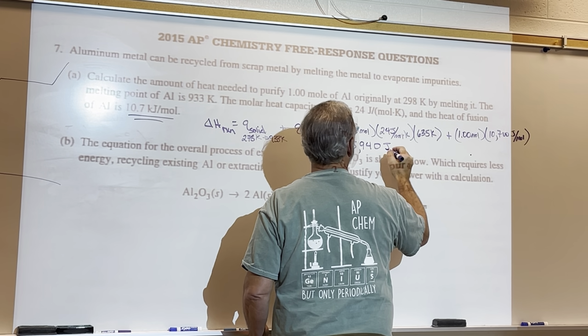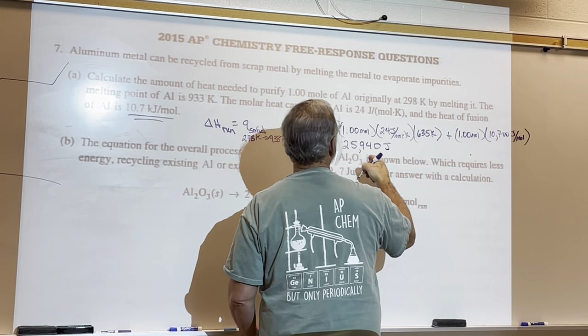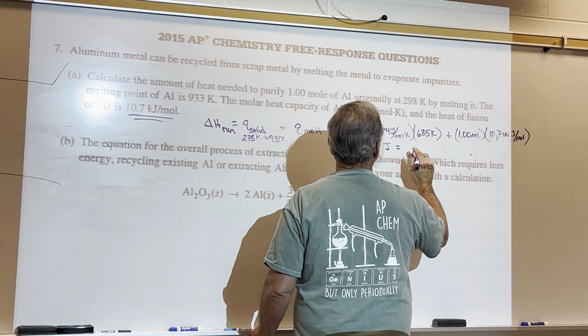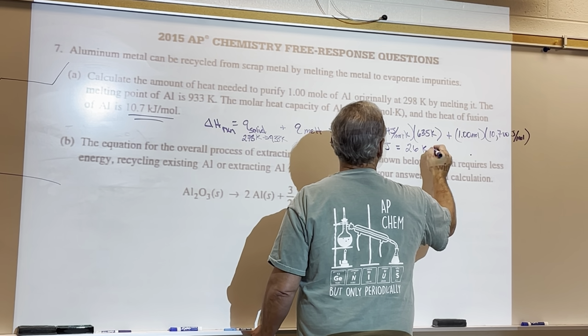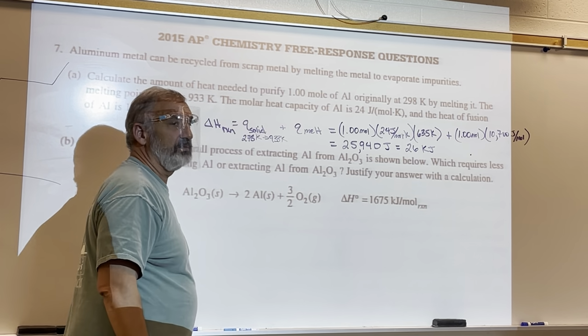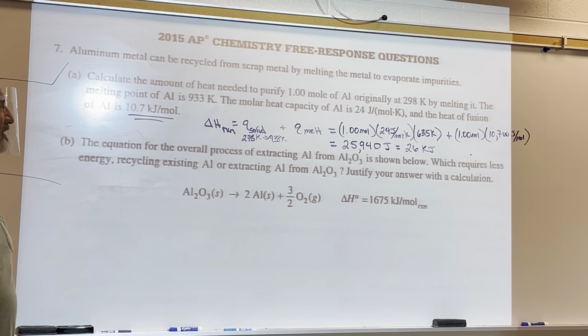25,940 joules is how much energy you'd have to put in, which we'll just round to 26 kilojoules. So 26 kilojoules just to melt one mole of aluminum.